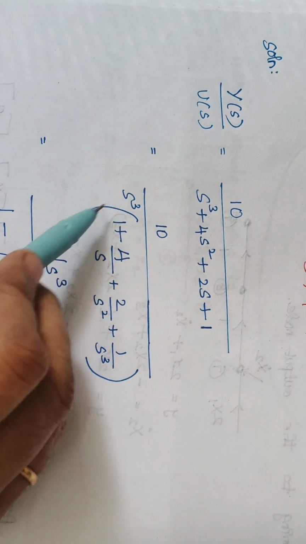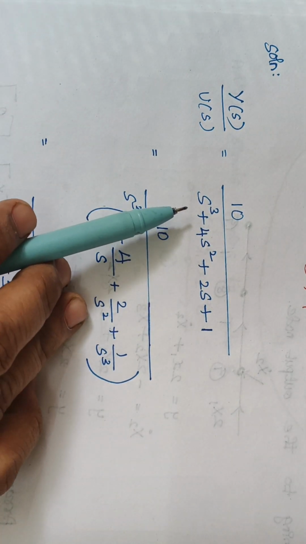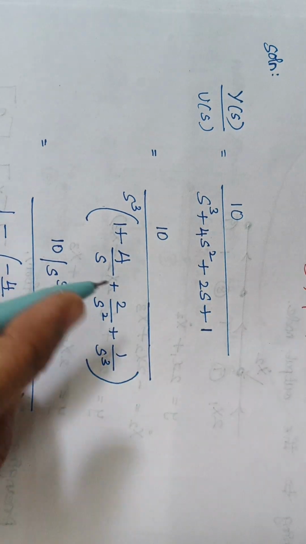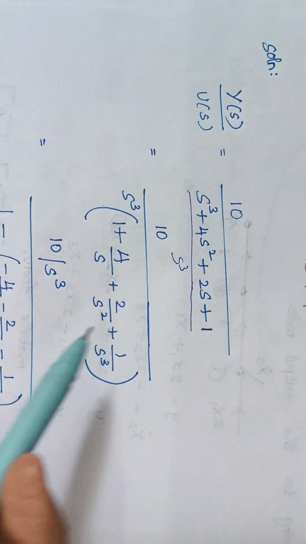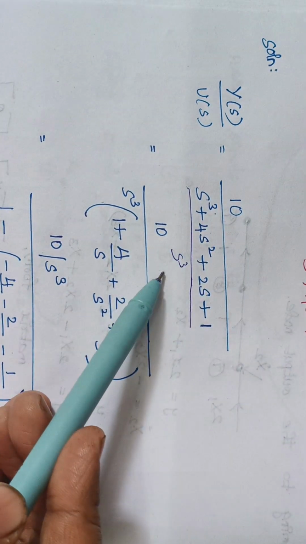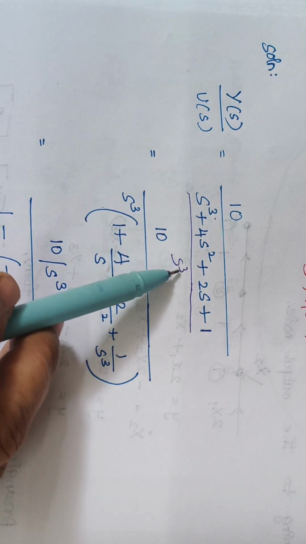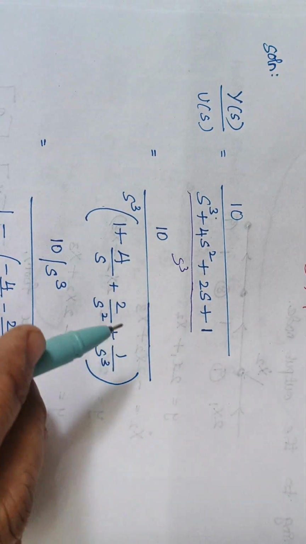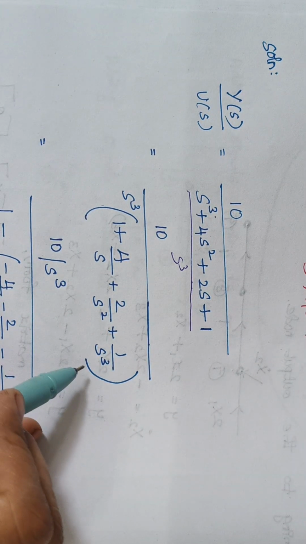So when you take s cube, what it means is that we are going to divide this entire denominator part by s cube, that's it. So when you divide the entire part by s cube, the s cube terms cancel each other. So 1 plus, here 4s square by s cube gives you 4 by s, and 2s by s cube gives you 2 by s square, and here 1 by s cube, right?